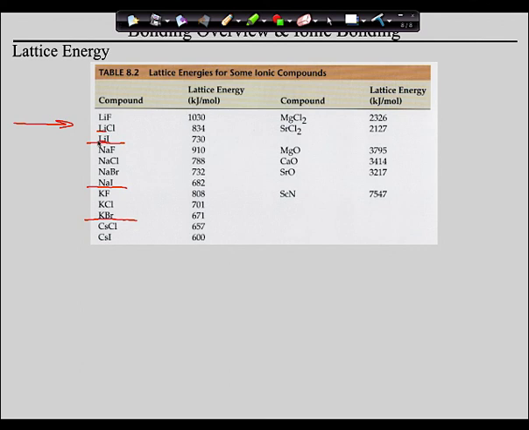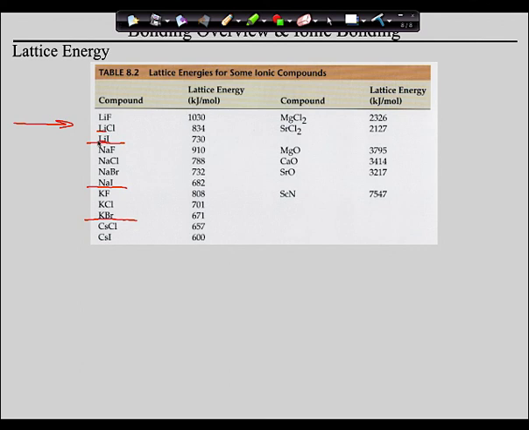So maybe we should write that down. Don't do this word for word, but one of the predictors for lattice strength is the size of the ion. And what is the relationship? Is it direct or inverse? It's inverse. The bigger the ion, the weaker the lattice. So maybe all you need to write down is the bigger the ion, the weaker the lattice.